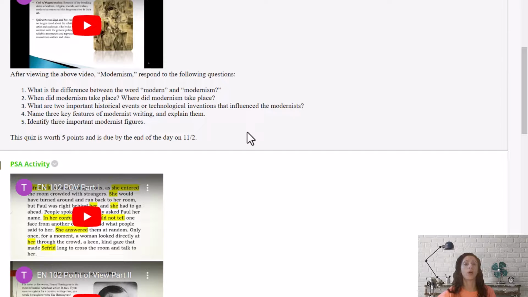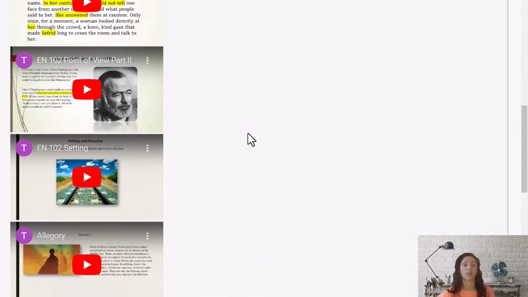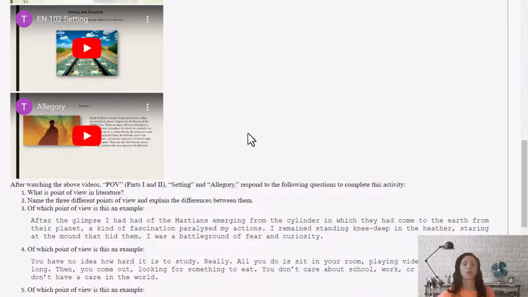Next, we have a PSA activity. So for this activity, you're going to watch the 4 videos above: Point of View, Parts 1 and 2, Setting, and Allegory. And that's what PSA stands for: Point of View, Setting, and Allegory. Respond to the following questions to complete this activity.